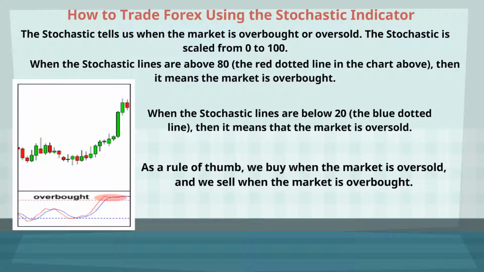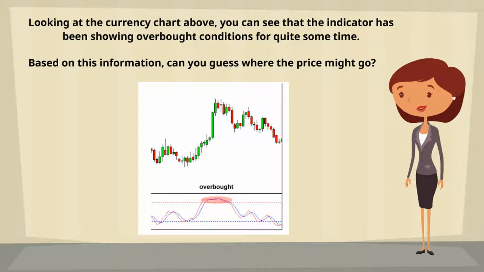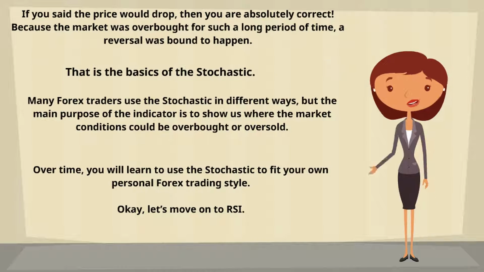Looking at the currency chart above, you can see that the indicator has been showing overbought conditions for quite some time. Based on this information, can you guess where the price might go? If you said the price would drop, then you are absolutely correct. Because the market was overbought for such a long period of time, a reversal was bound to happen. That is the basics of the stochastic.